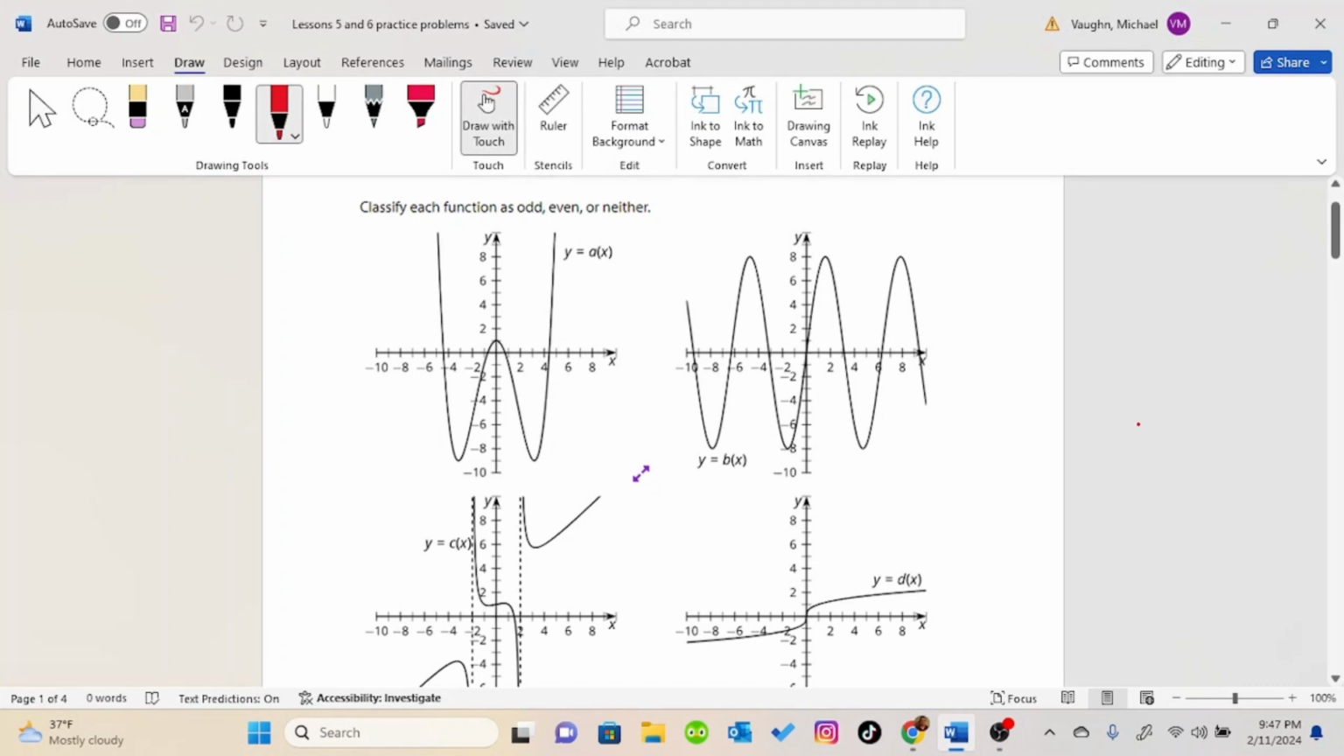These are the practice problems for lessons 5 and 6. Classify each function as odd, even, or neither. So, an odd function is symmetrical about the origin.